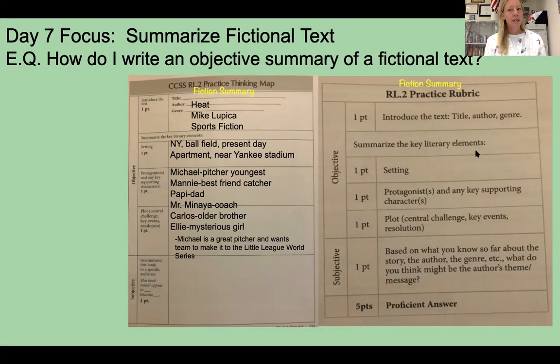When we summarize the key literary elements next, we want to make sure we include the setting, and we talk about the protagonists and any key supporting characters as well. We want to talk through the plot, talking about the central challenge. We kind of call that the conflict, and key events to the resolution.